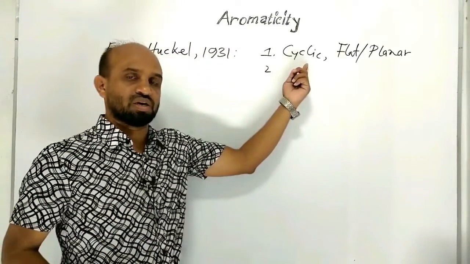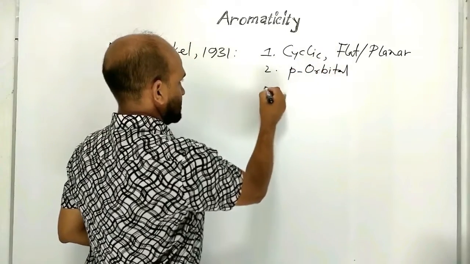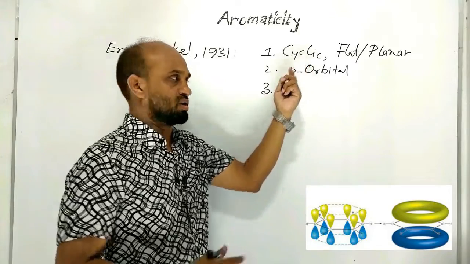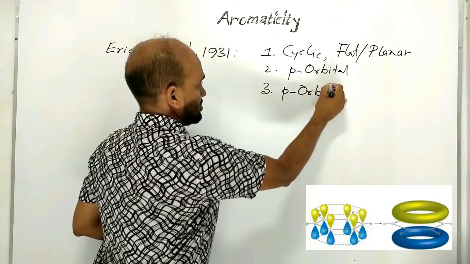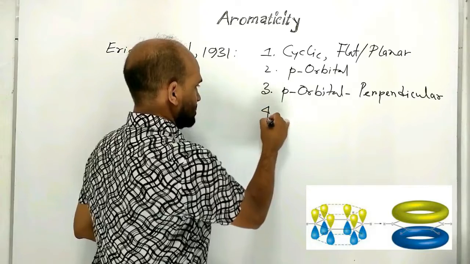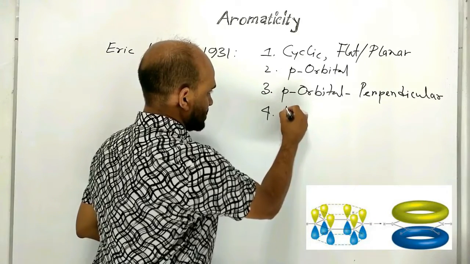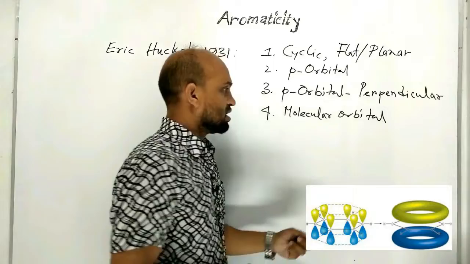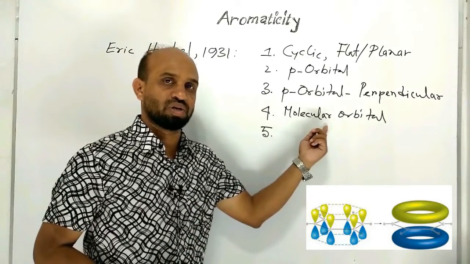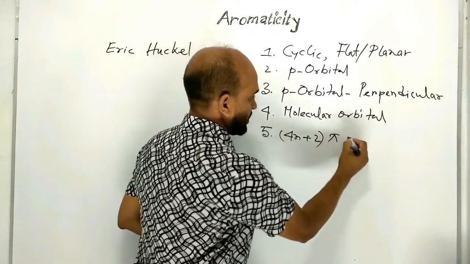Each member of the cycle will have an unhybridized p orbital. This p orbital will be perpendicular to the cycle plane. That is, the p orbital will be perpendicular. Then this p orbital will form molecular orbital over and below the plane. This molecular p orbital contains 4n plus 2 pi electrons.